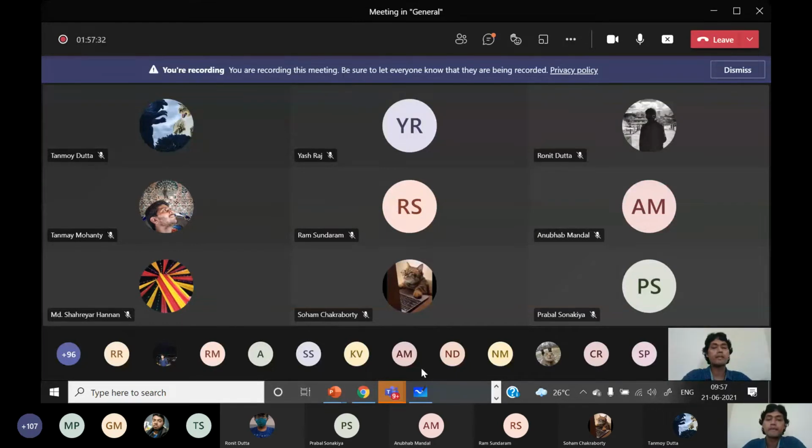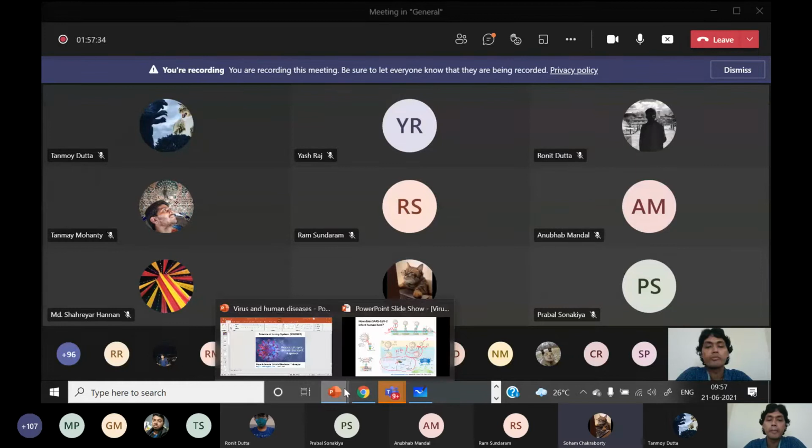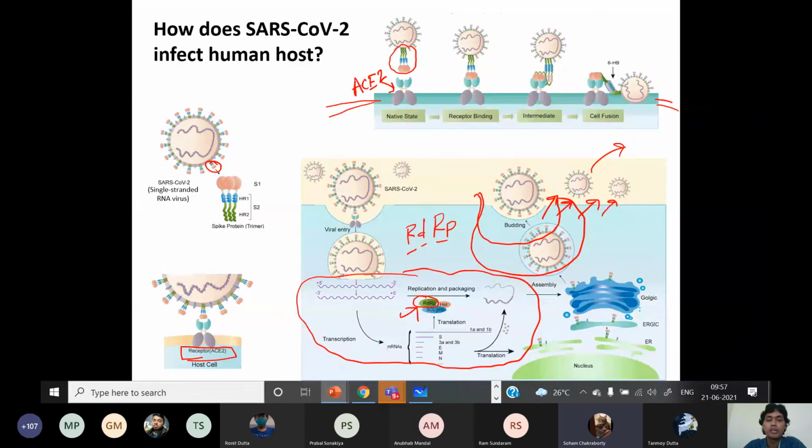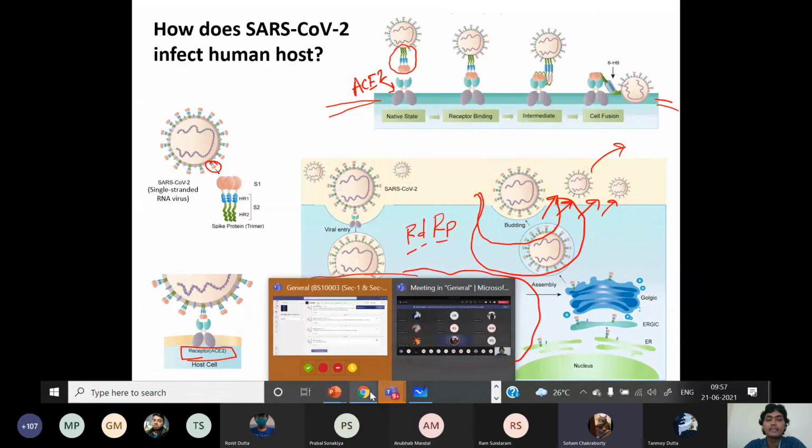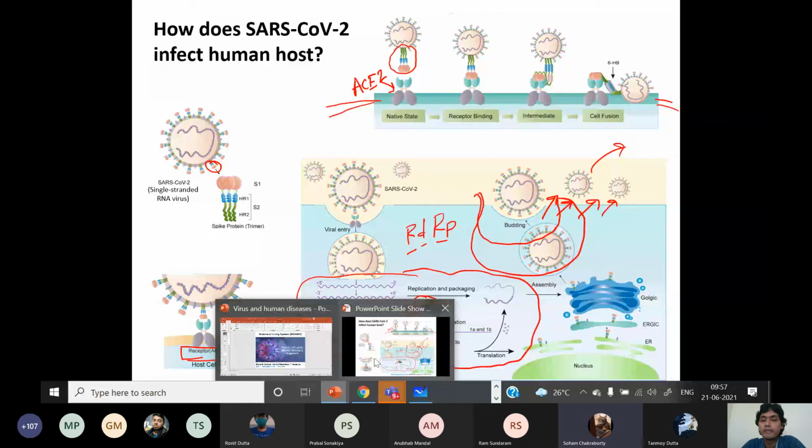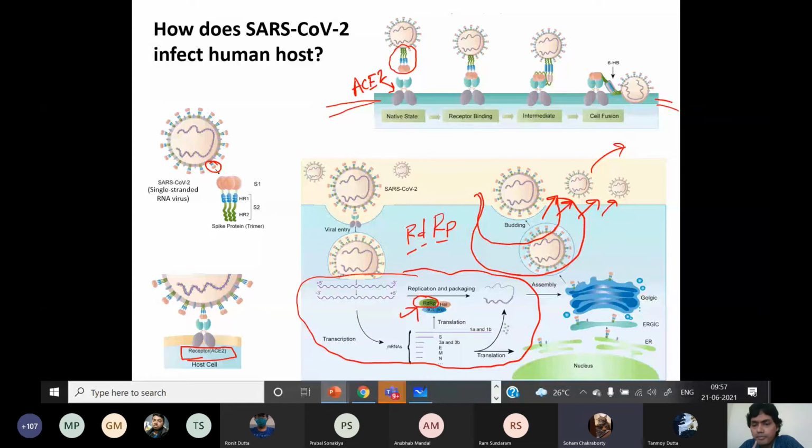So now, Sir, can you go to the slide once? Yeah, Sir, here it is given that after the viral entry, there is one, replication and packaging, and another is transcription. But both pathways are present. I don't understand why transcription is there, because it is an RNA virus.